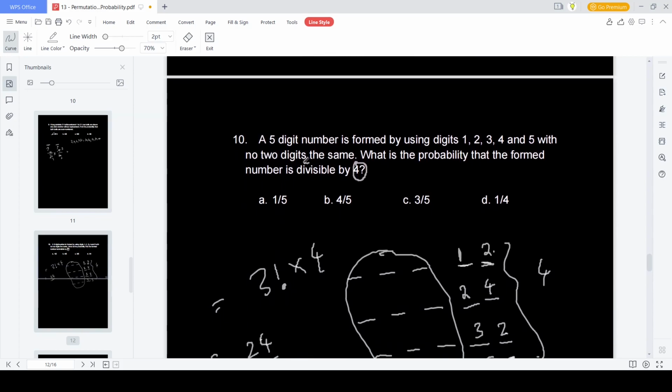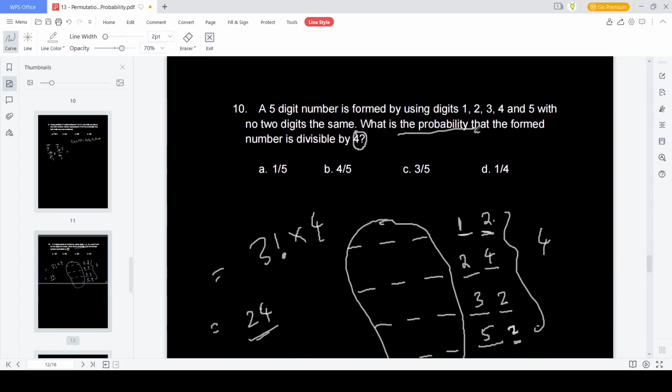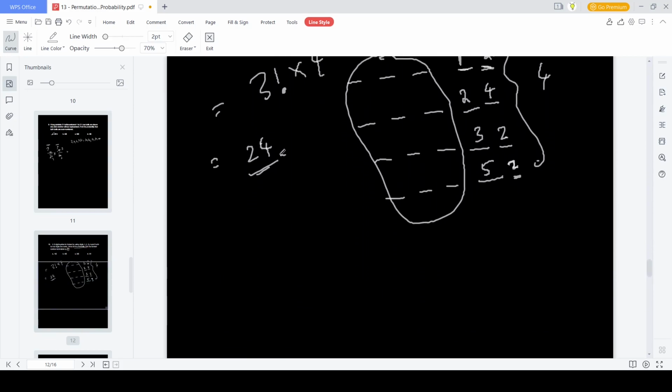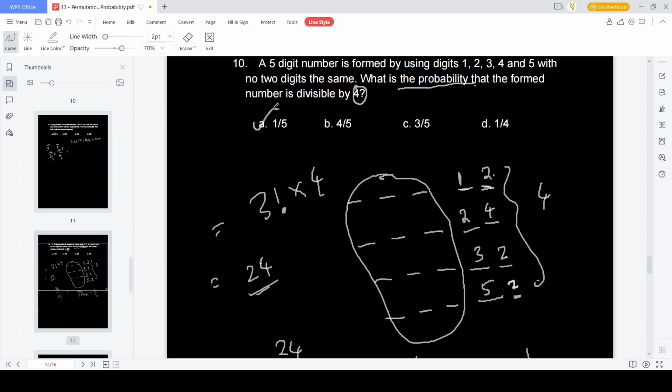But what is the total number of conditions? Because we need probability, right? So probability is nothing but favorable by total. So total is nothing but 5 factorial. So this comes as 24 by 5 factorial. That is nothing but 4 into 6 divided by 5 into 4 into 3 factorial. That is 6, 6 and 6 cancels, 4 and 4 cancels. So it will be 1 by 5. So 1 by 5 is the probability.